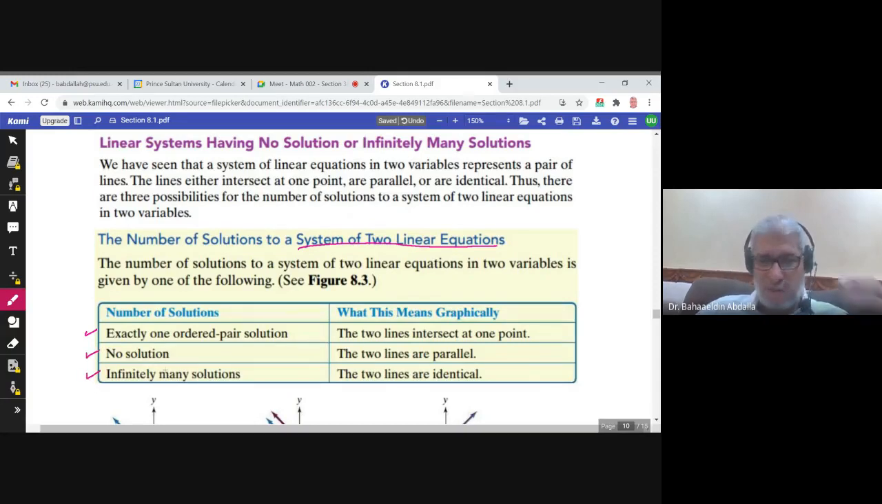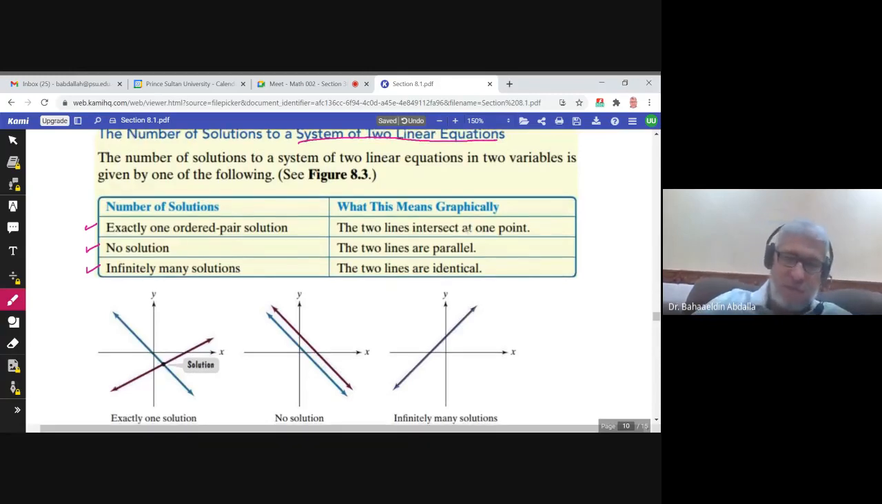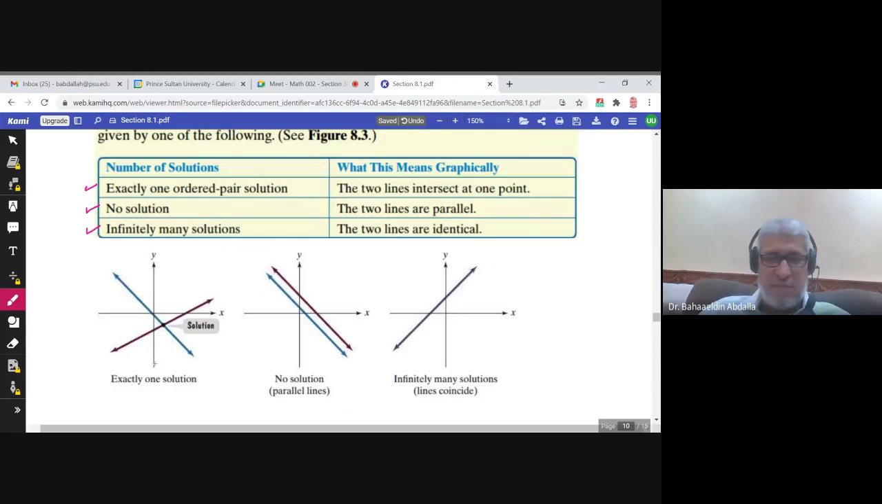or no solution, or infinitely many solutions. When we have exactly one ordered pair, this means that the 2 lines intersect at one point. So here, this system has one solution. It is the intersection point. While if the 2 lines are parallel, meaning they have the same slope, then there will be no solution because there is no intersection point between the 2 parallel lines.